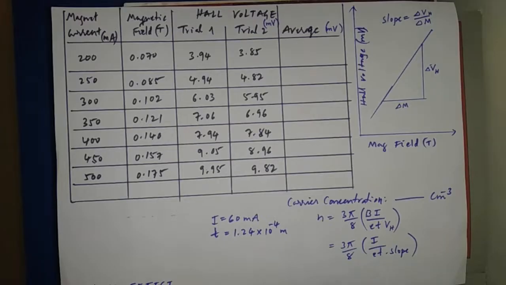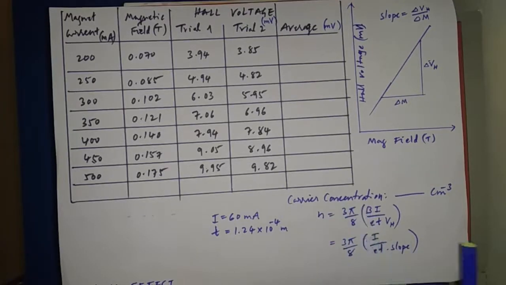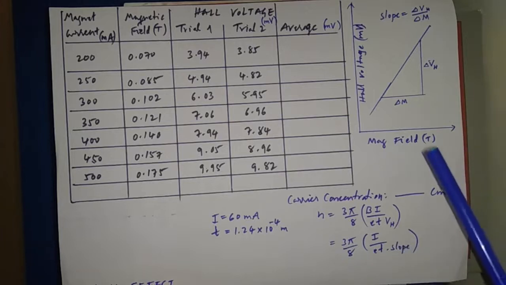Now we substitute the value of the slope in the expression for carrier concentration. In the previous slide, we have seen the expression for Hall voltage. Here it is rewritten in terms of the carrier concentration, and there is an additional factor 3 pi by 8, which is a correction factor for screening effect. The remaining terms are as they are. B is the magnetic field, I is the current, divided by e t into VH. So for B by VH, we are substituting in terms of the slope of the graph.